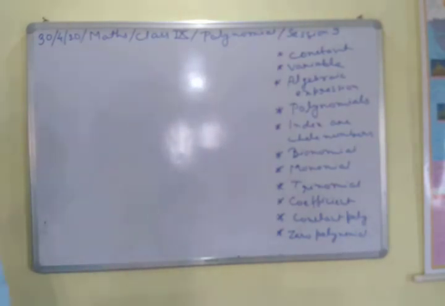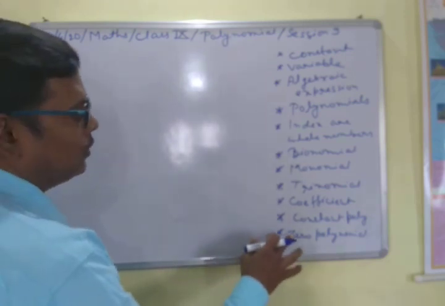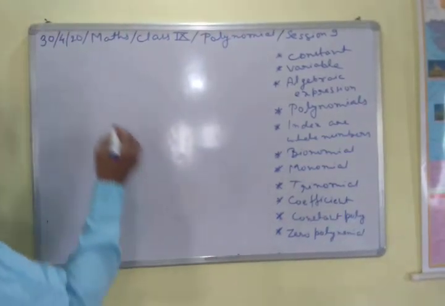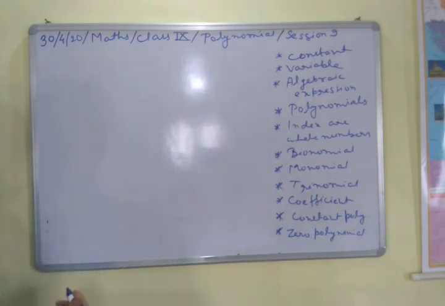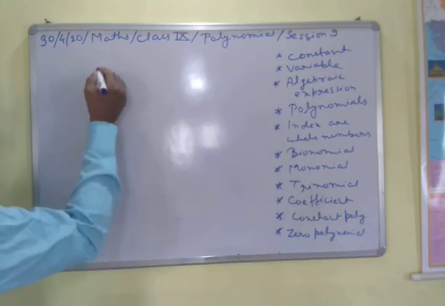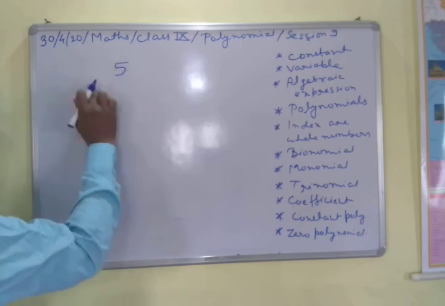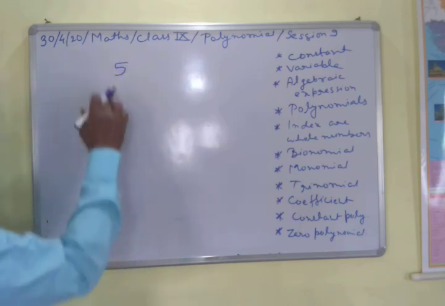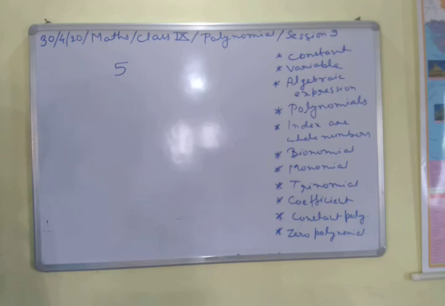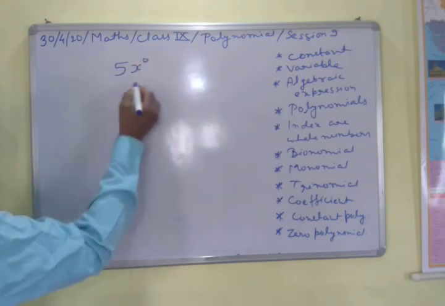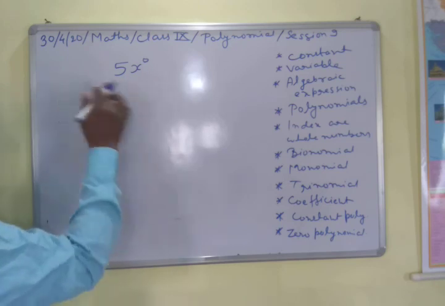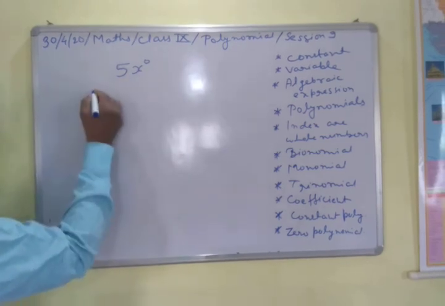The next comes here. Also, what is the meaning of the constant polynomial? I told you the linear, quadratic, cubic. Then what is the constant polynomial? Constant means like this, 5. 5 is also a polynomial, and this type of polynomial is called the constant polynomial. In this case the power of x is 0. That is, the degree of a constant polynomial is 0.